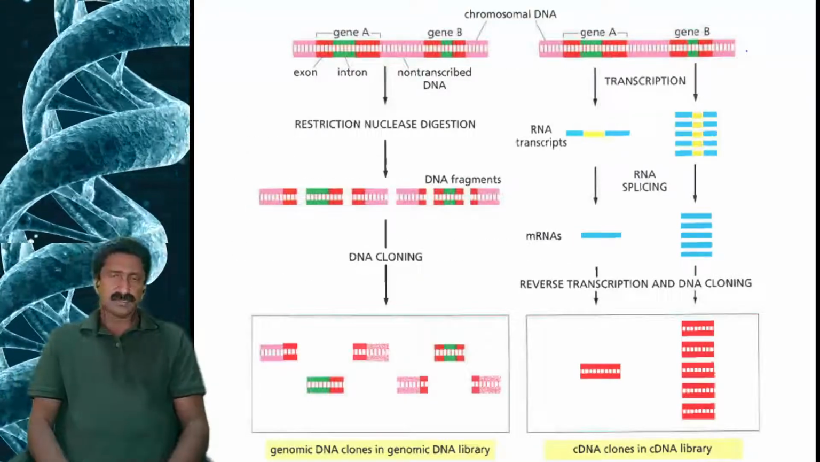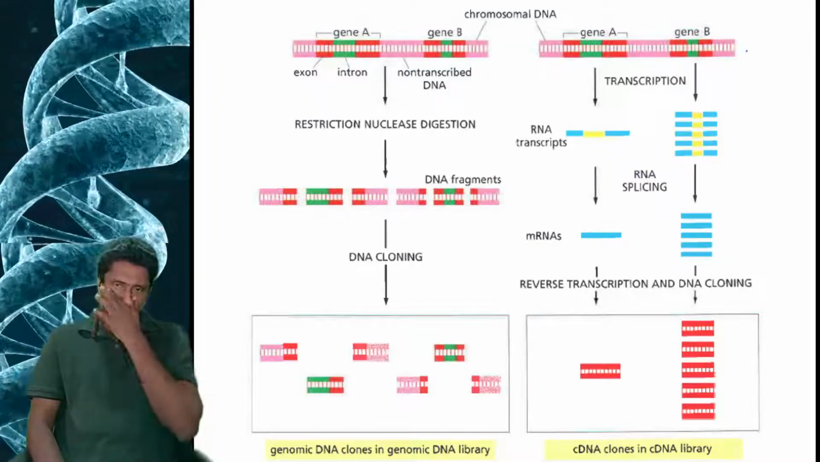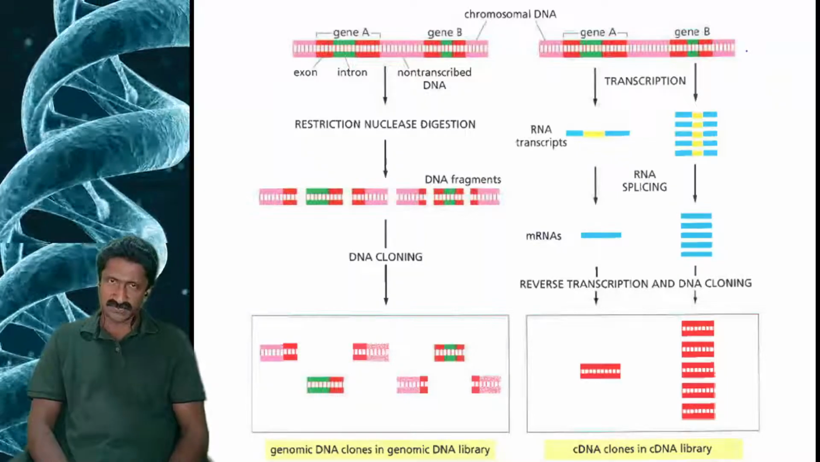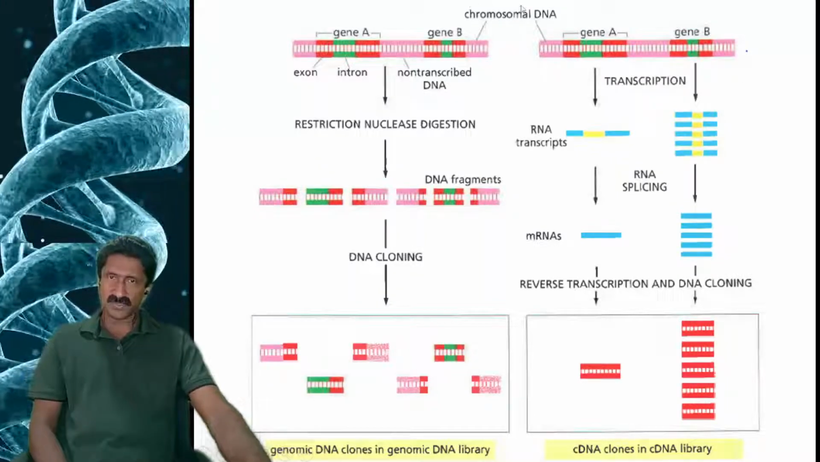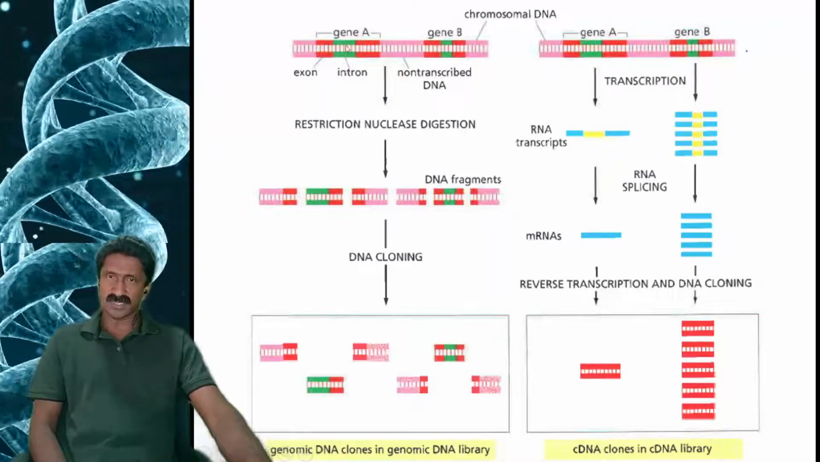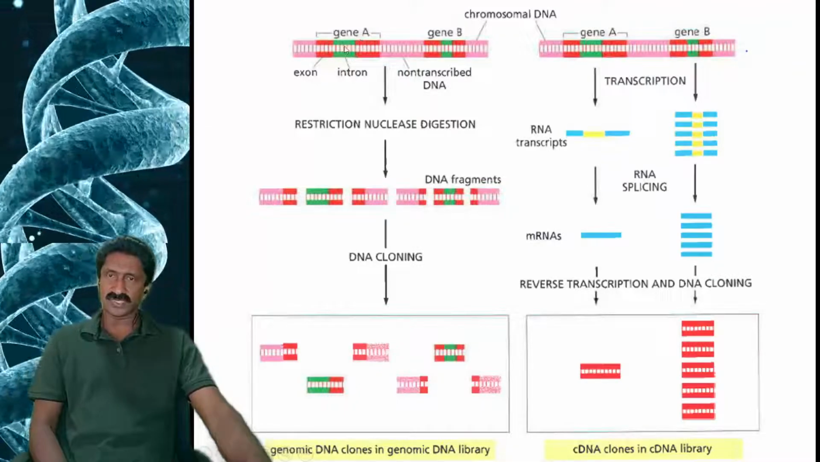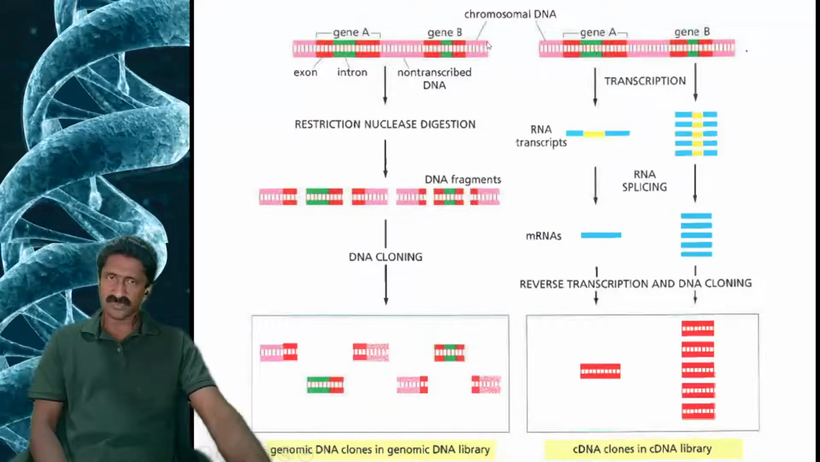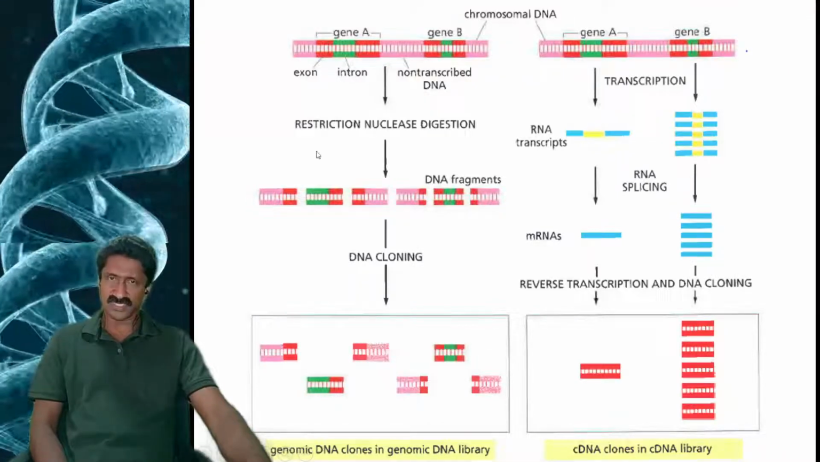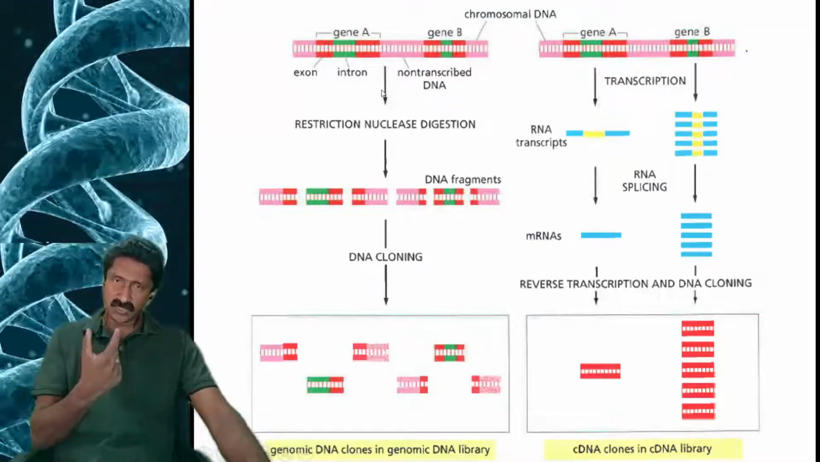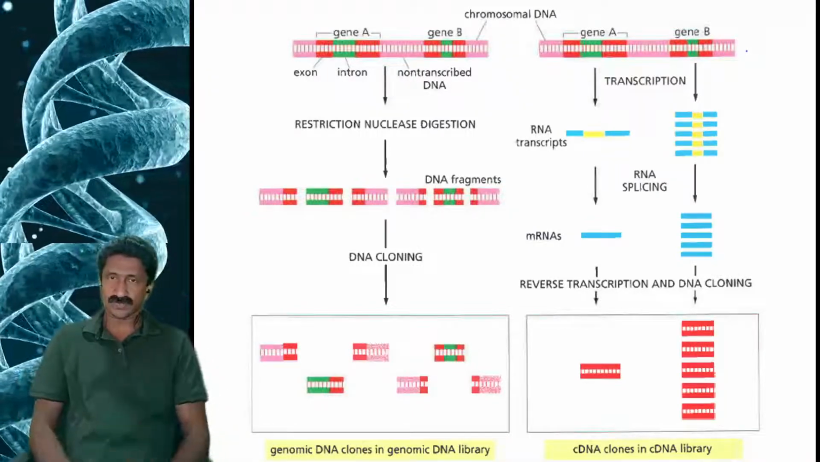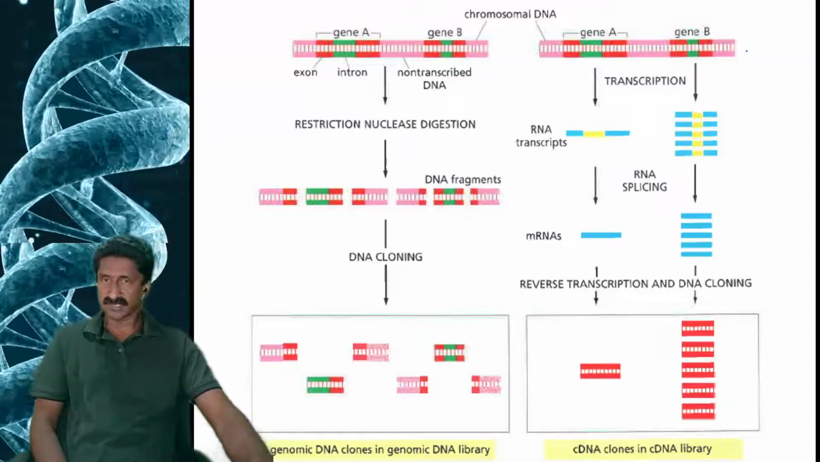So here, this diagram shows genomic library and cDNA library preparation. So here we have a chromosomal DNA. The chromosomal DNA has two genes represented here, gene A and gene B. On both sides, we have the same, gene A and gene B. A eukaryotic gene, as you know, will have exons and introns and some non-transcribed regions.